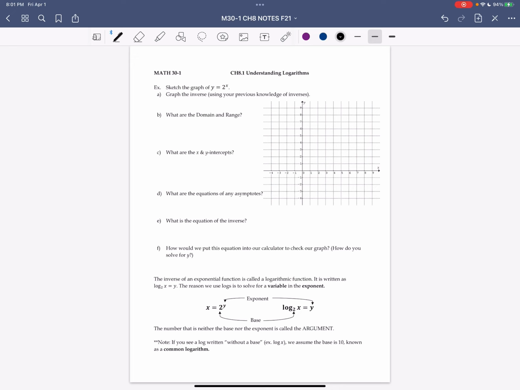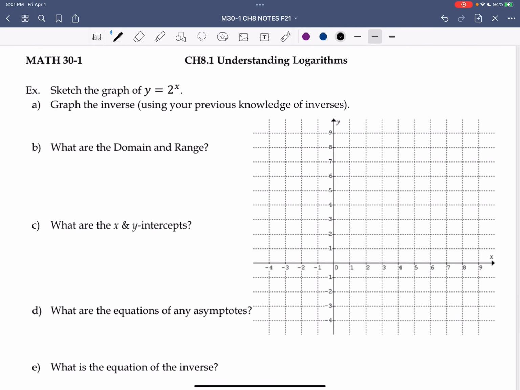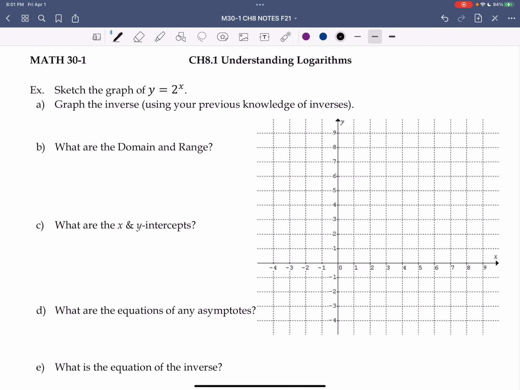Chapter 8.1 Understanding Logarithms. Example, sketch the graph of y equals 2 to the power of x. We've sketched this several times in Chapter 7. 2 to the power of 0 is 1. 2 to the power of 1 is 2. 2 to the power of 2 is 4. 2 to the power of 3 is 8.